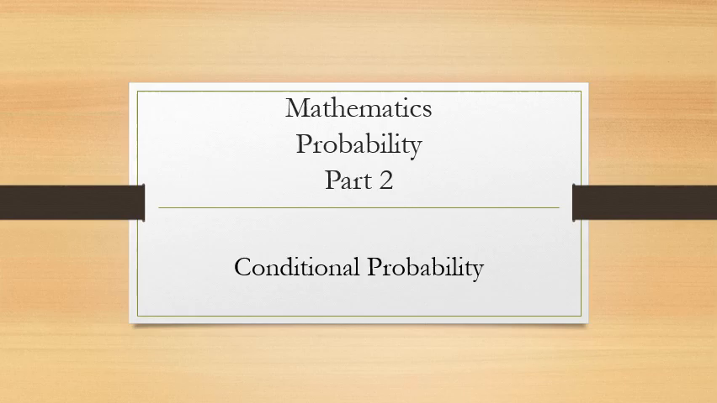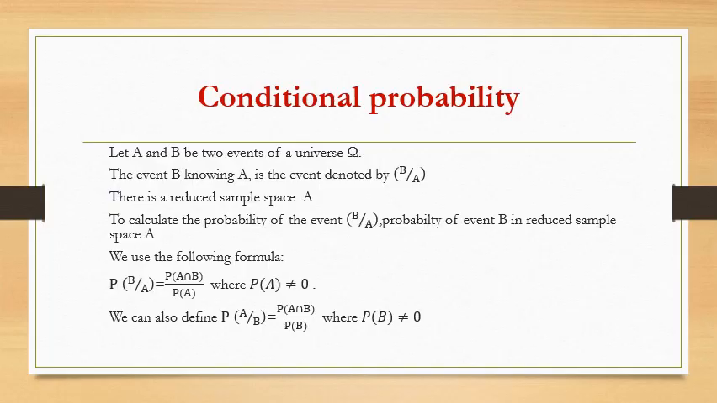Mathematics, Probability, Part 2, Conditional Probability. Let A and B be two events of the universe omega. The event B, knowing A, is the event denoted by B/A. It is read B knowing that A, or B such that A, or B given that A.